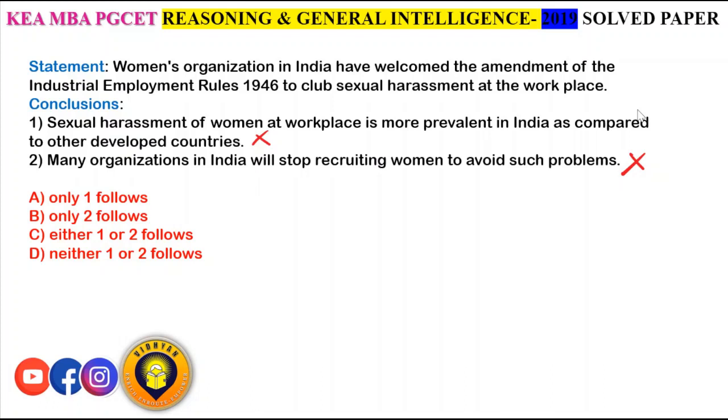Okay, so what can be the right conclusion? The sexual harassment may become less. Okay, sexual harassment cases will become less in the country. So that can be a good conclusion we can infer from this, but these two conclusions we cannot infer directly. Okay, so therefore both the conclusions are false here. Neither 1 nor 2 follows. Neither 1 nor 2 follows.